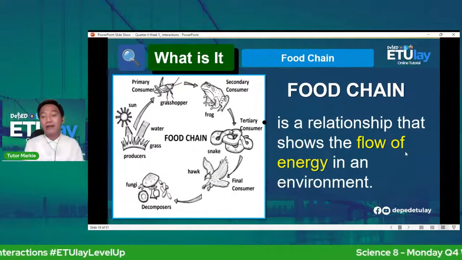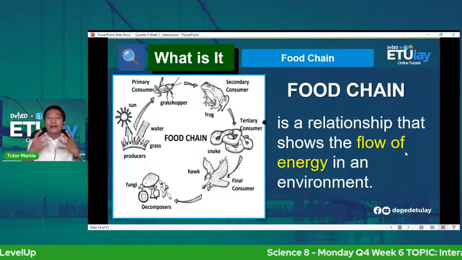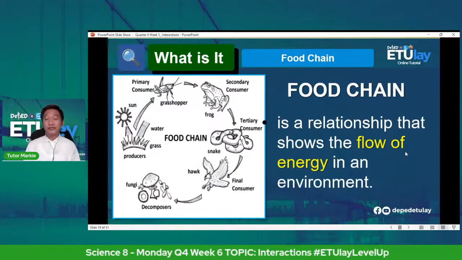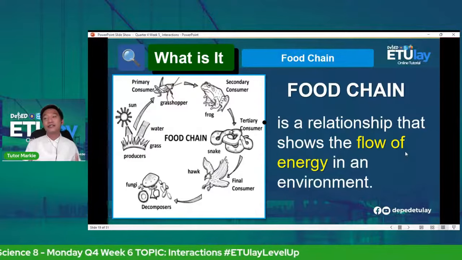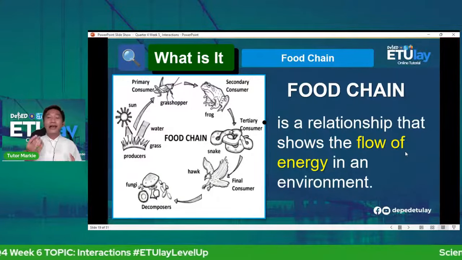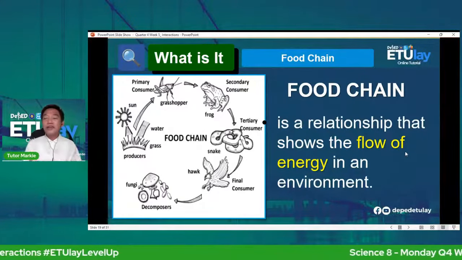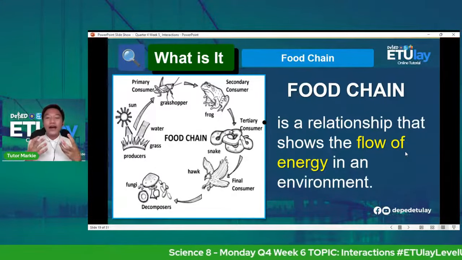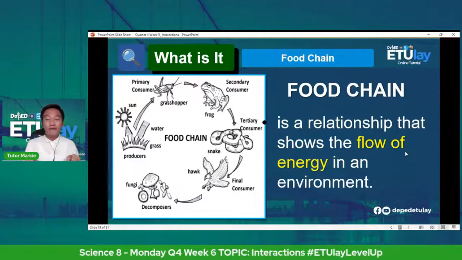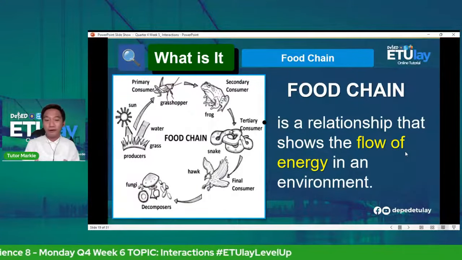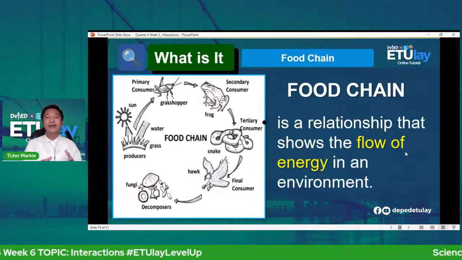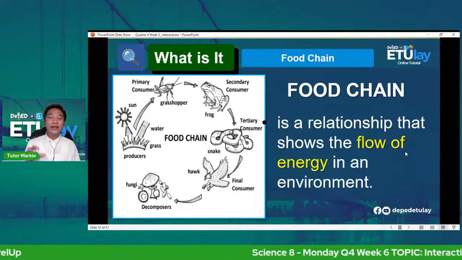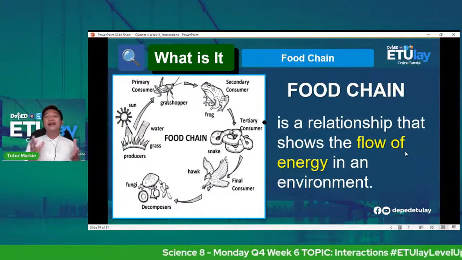So I highlighted here the flow of energy, 'di ba? As an organism, as a human being, or being part of biodiversity, all of us has an energy. So lahat ng ginagawa natin, lahat ng mga activities natin, breathing, jogging, eating, hopping, running, all of us needs energy for us to survive in this particular world. So just like any organisms, just like the frog, the grasshopper, the different animals and plants that we have in our world, kailangan ng energy.